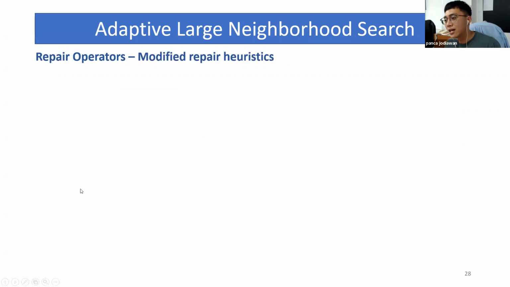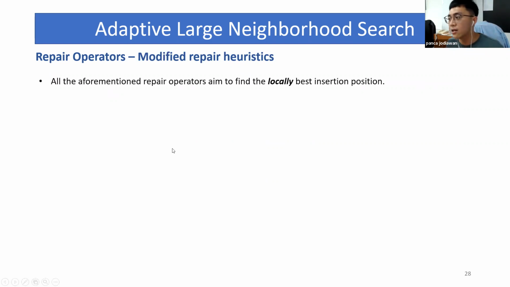Now, after considering the greedy and the regret heuristic, we move a little bit further to the modified repair heuristics. Okay, still on the greedy and regret 2 heuristics, but we need to modify something in the mechanism. Here, all the aforementioned repair operators, of course they aim to find the best insertion position, but most of them result in the locally best insertion position.